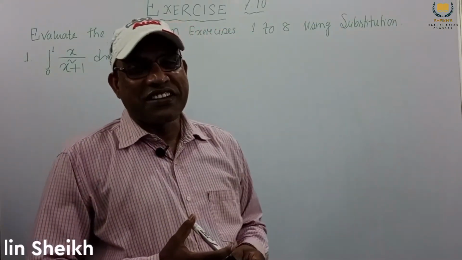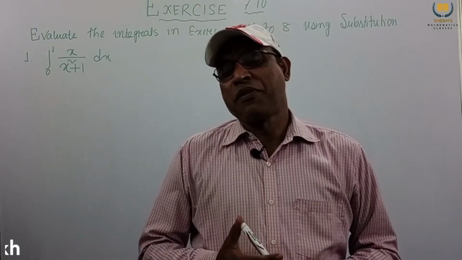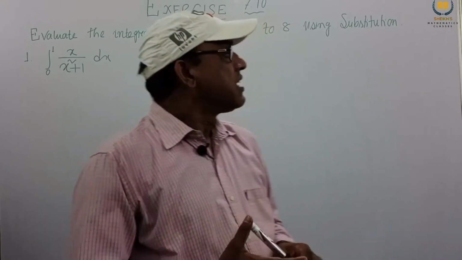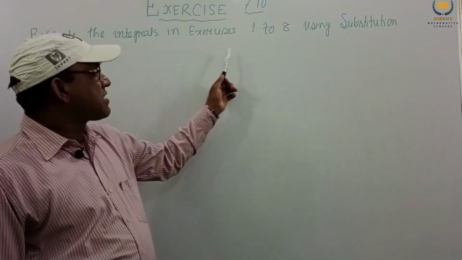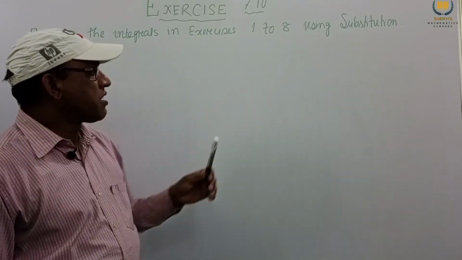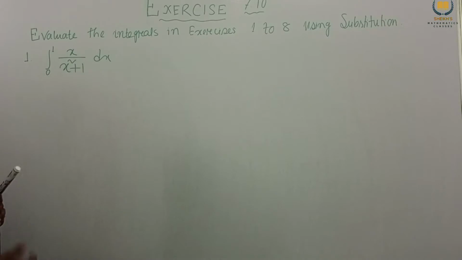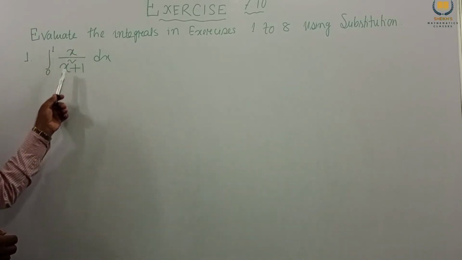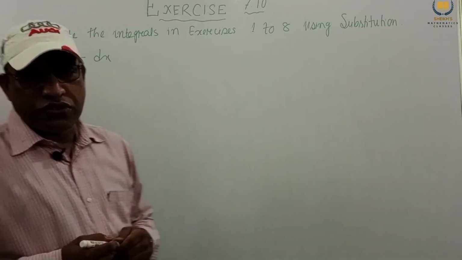So today we start exercise 7.10, problem number 1. Evaluate the integrals in exercises 1 to 8 using substitution. So this is our problem. Number 1: integral from 0 to 1 of x over x square plus 1 dx. We solve this problem by using the substitution method.